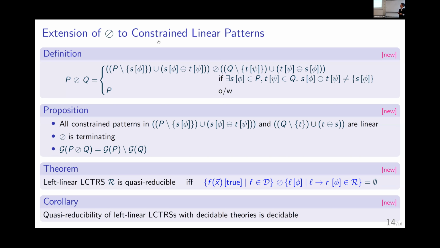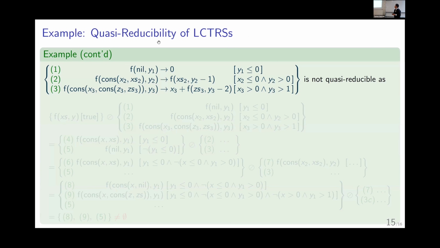And moreover, if the LCTRS has decidable theories, then the computation of this blue part is decidable, because in our definition, the difference operator checks satisfiability, and the theory is decidable, and then satisfiability is decidable, and this recursion of difference computation is terminating, and then the computation of this part is decidable. Then quasi-reducibility of left linear LCTRS with decidable theory is decidable. So I have shown that, but now it's time to finish.